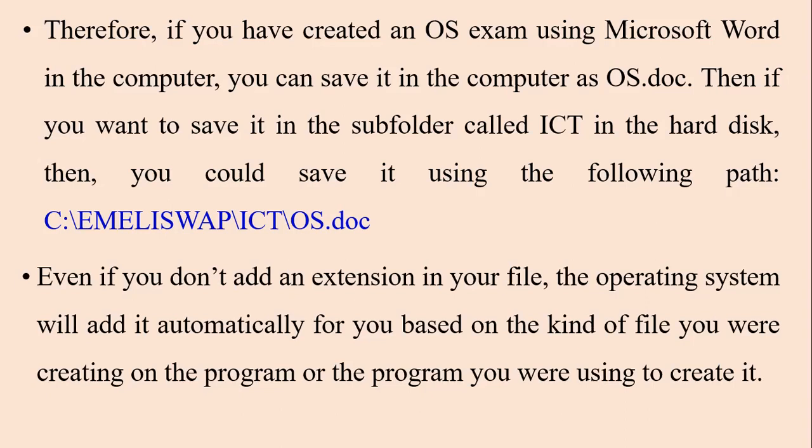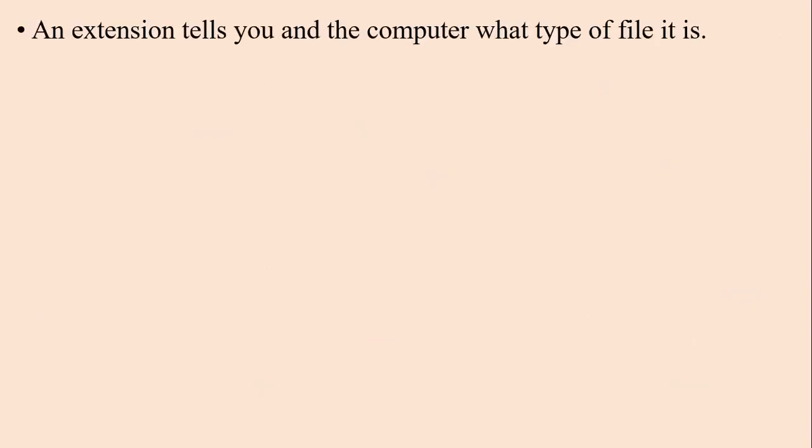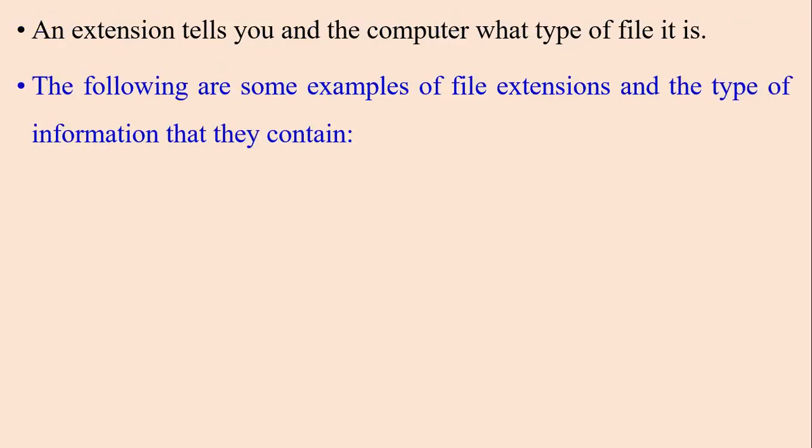Even if you don't add an extension to your file, just as I have said, the operating system will add it automatically for you based on the kind of file you are creating or the program you are using to create it. An extension tells you and the computer what type of file it is. The following are some examples of file extensions and the type of information that they contain.